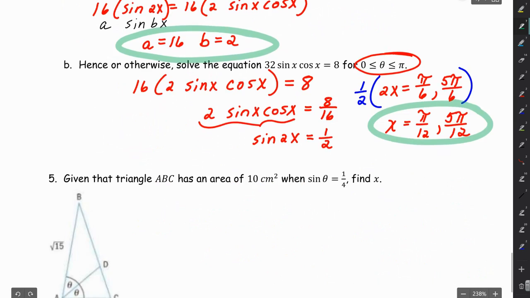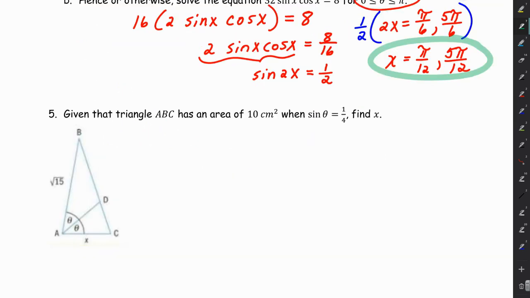Okay, last problem. Given the triangle, and we know that it has an area of 10 centimeters squared, when the sine of theta is equal to 1 over 4. So if you remember, we have looked at the area of a triangle and we've looked at a formula that uses the 2 sides and the included angle. And so that's a big hint to you that we're going to be using that formula because we have the 2 sides and the included angle.